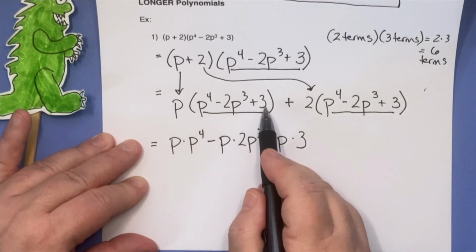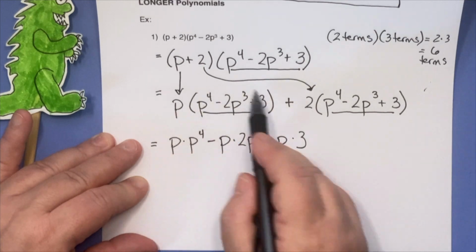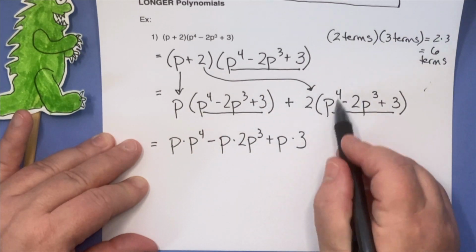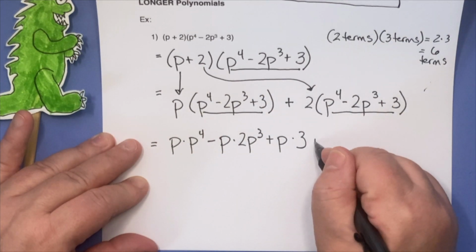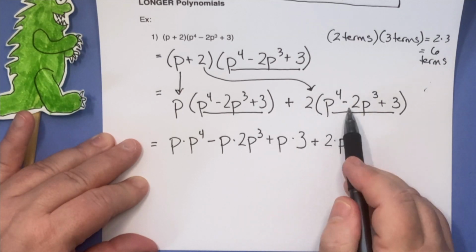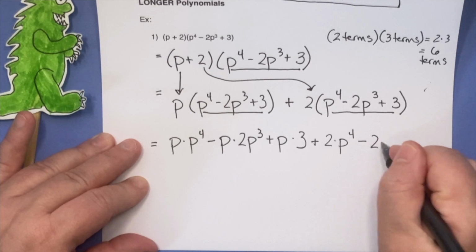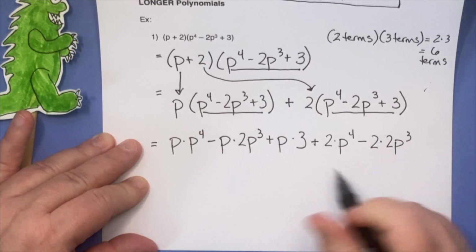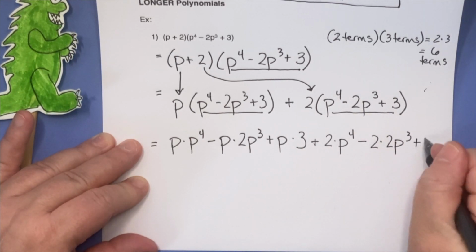That's all from this one, right? P, P, P, like that. And then I'm going to take the 2 through. Plus 2 times P to the fourth. Positive times a negative will be negative, 2 times 2P cubed. And then 2 times 3, plus 2 times 3.